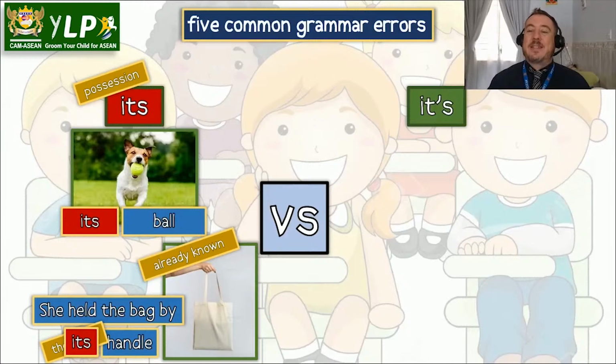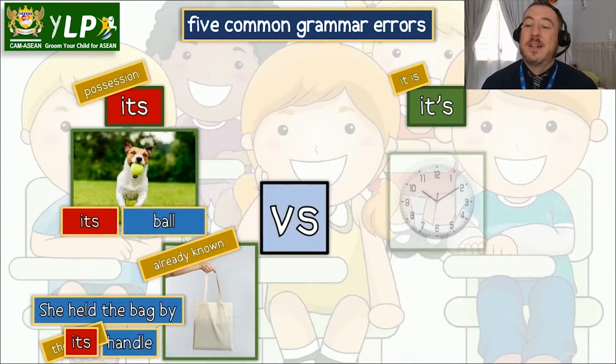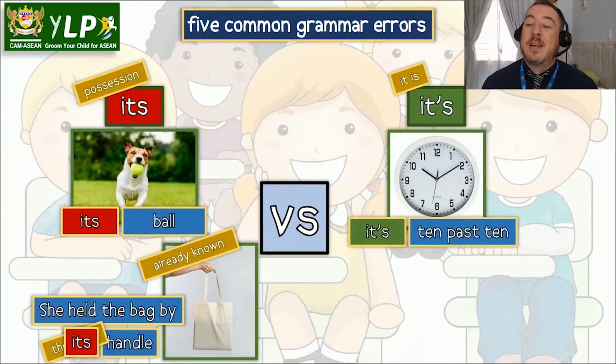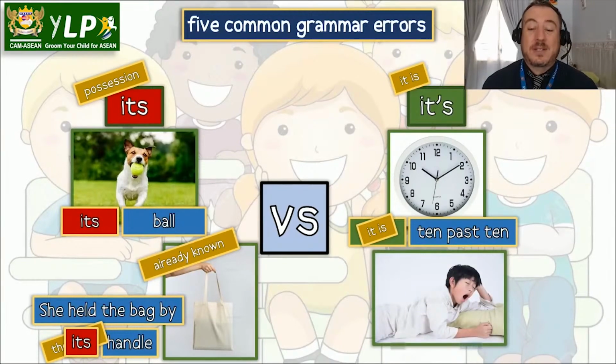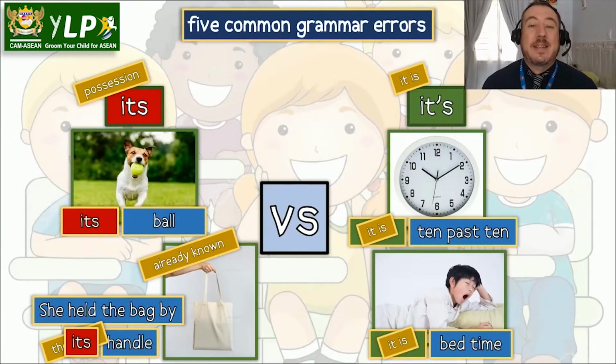Right, let's look at the green it's, there then, which means it is. Okay, so we use this in a very different way. We might use it, for example, to say it's 10 past 10. We might use it to say what the time is. It is 10 past 10. And because it's 10 past 10, we might say it's bedtime, which again means it is bedtime. So that's the difference between it's in the red and it's in the green with the apostrophe. They are both used in very different ways. You must remember not to confuse them.